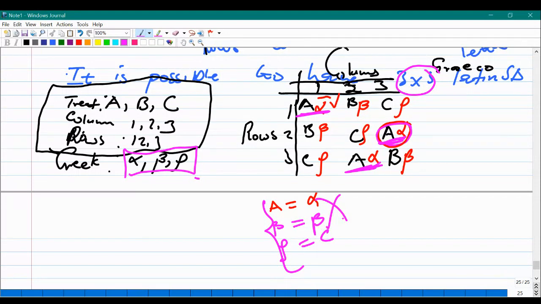Can you please repeat your answer? I was saying it's not possible to have a 3 by 3 Greco Latin square design. A Greco Latin square design is only applicable when you have t greater than 3. This information is there in the file that I shared with you guys. Let me show you.